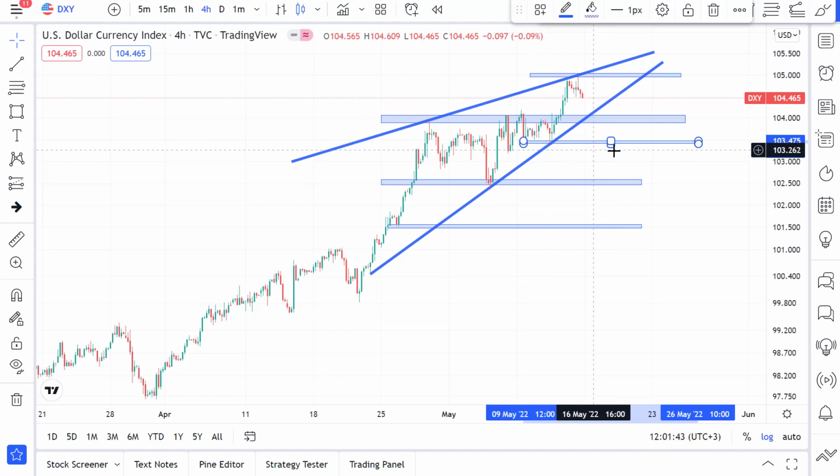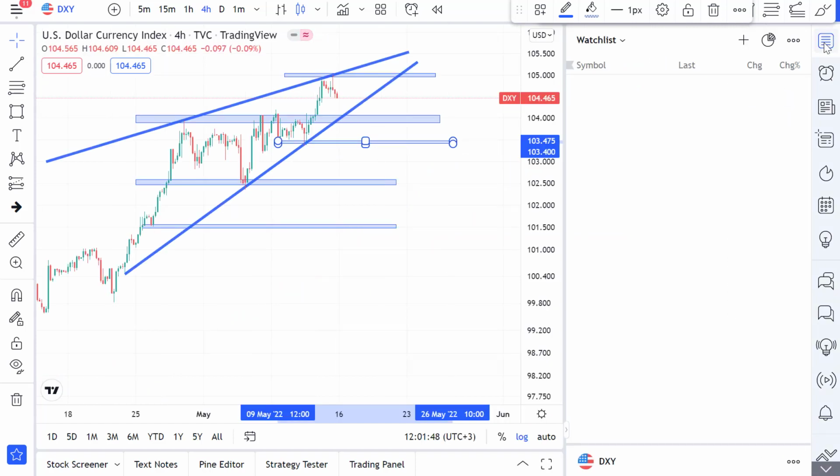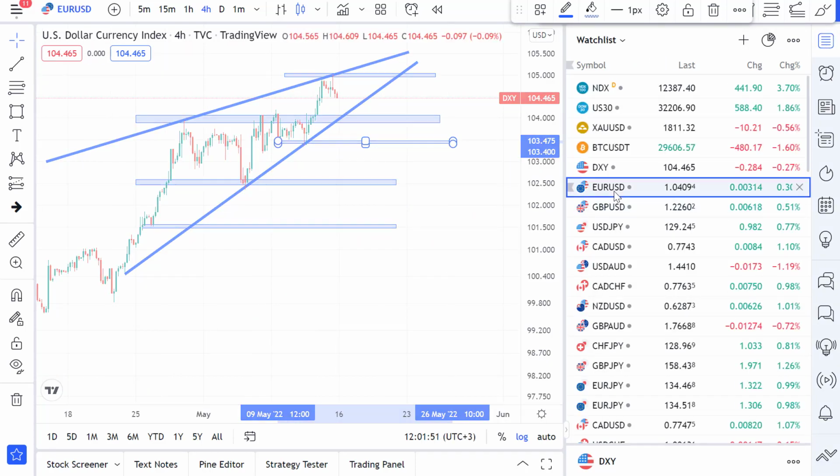So at the same time, these zones are for you. You can update your chart like me. Let's go to the next item, which is euro.